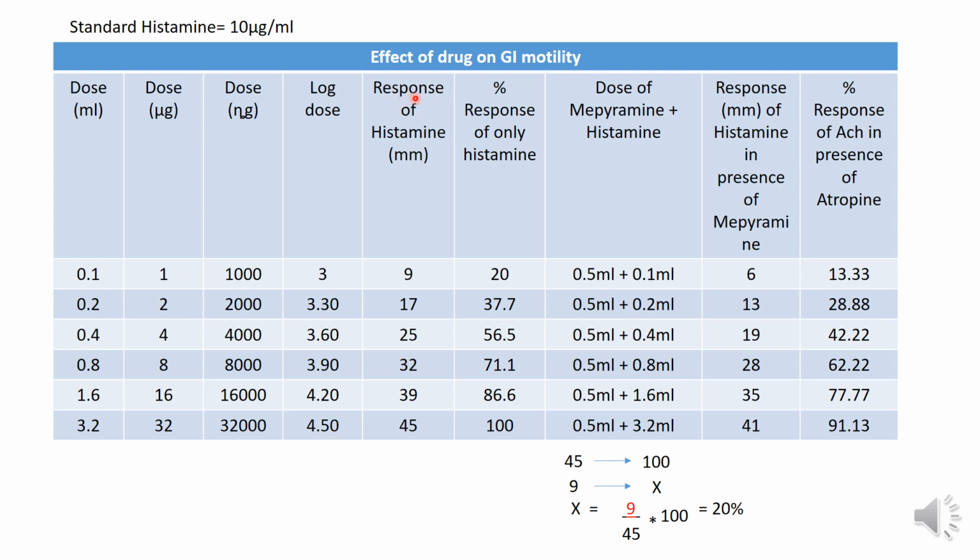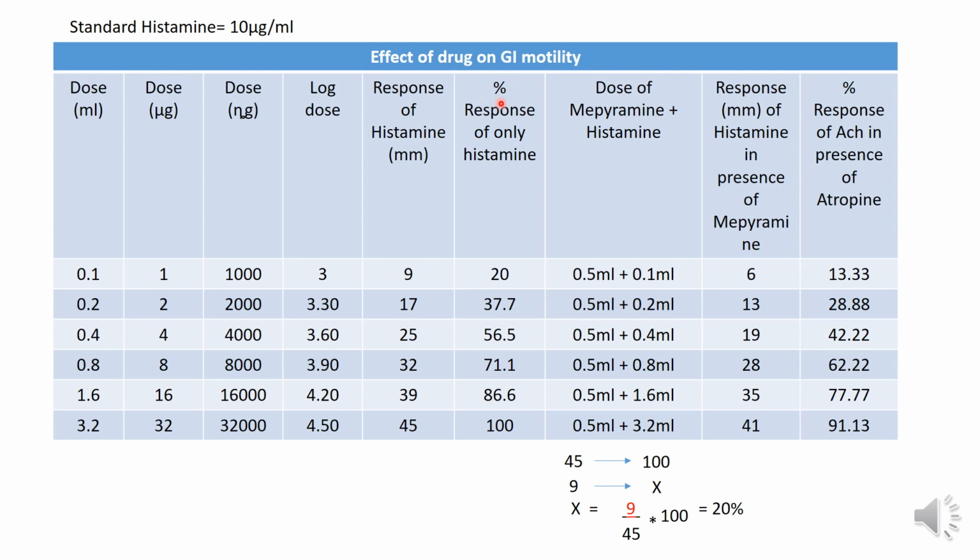Now we'll calculate the response of histamine in mm. As we get the DRC, we will measure the height that is obtained. So in case of 0.1 we'll get 9 mm of height. Then same 17, 25, 32, 39 and 45. These are the responses in mm of the histamine.